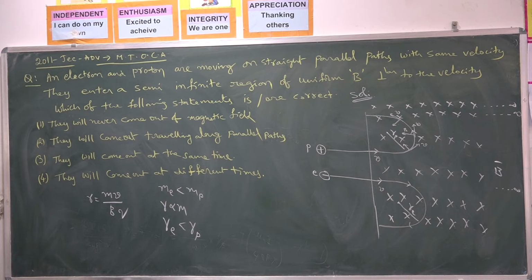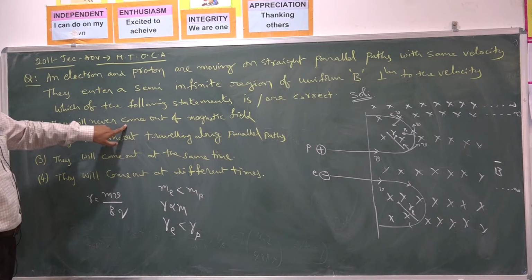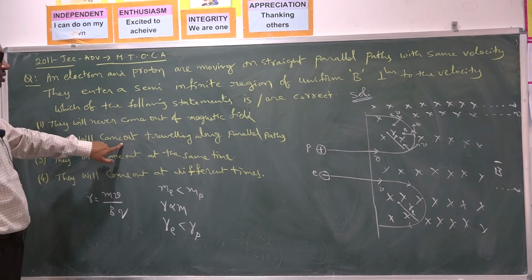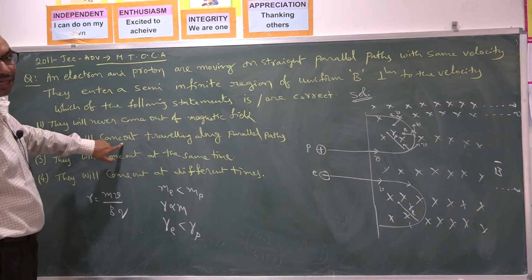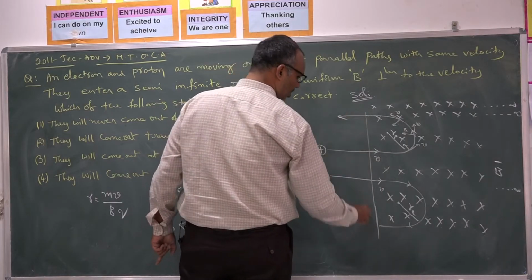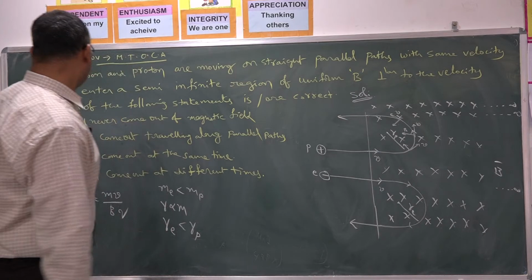Now, you have to check which option is correct. Among the options, one says they will never come out of the magnetic field. Another says they will come out of the field traveling along parallel paths. So it will come out in this path. It will also come out along this path. They are coming parallel to each other. So this option is correct.